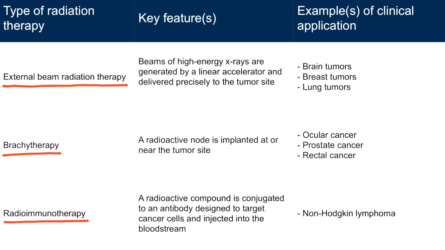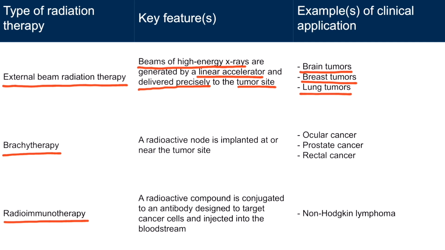Now, external beam radiation is characterized by beams of high-energy X-rays that are generated by a linear accelerator and delivered precisely to the tumor site. Now, examples of clinical application include brain tumors, breast tumors, and lung tumors. So just this big beam of energy that goes right to that area.